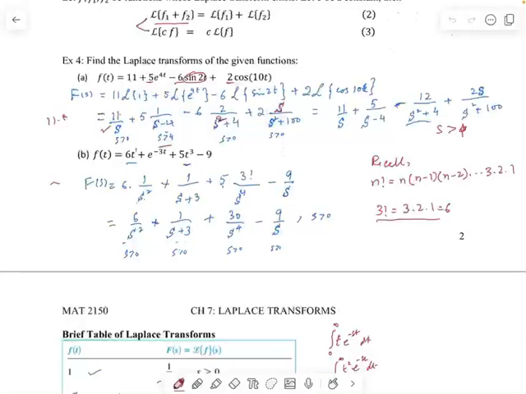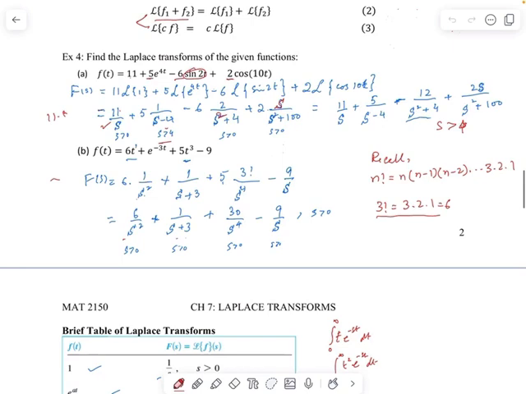Now t, we have not evaluated the Laplace transform of t. If we were to, we would have to evaluate this integral over here: the integral from 0 to infinity of t times e to the minus s t dt, which is not that hard to evaluate, so it shouldn't take you long to do that.